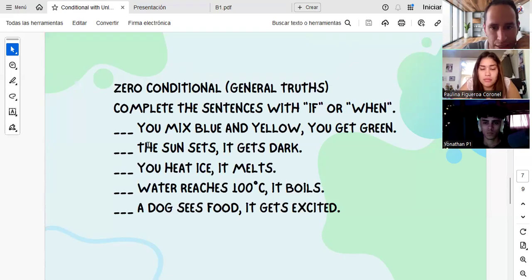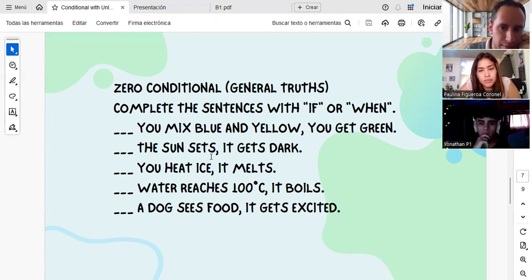Second one, Jonathan. Okay, if the sun sets, it gets dark. Okay, or when, right? Because this is a general fact, a scientific fact. Okay, Paulina, next one. This is easy. If you heat ice, it melts. Okay, awesome. And the next one, Jonathan, please.